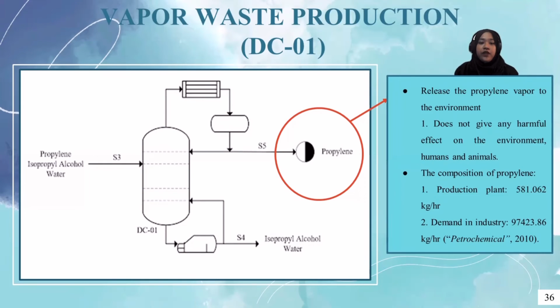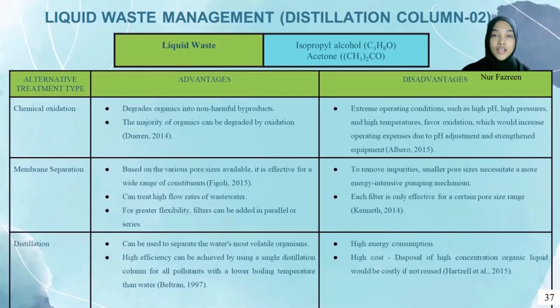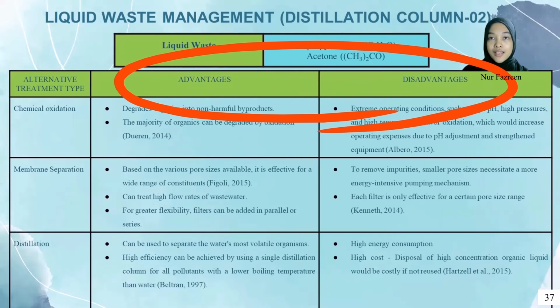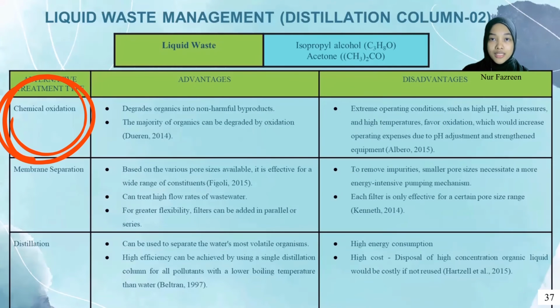Although propylene vapor is very useful in petrochemical industries, the production of propylene in this plant is quite low, which is 581.062 kg per hour, compared to the demand in the petrochemical industries of 97,433.86 kg per hour. There are three alternative treatment types for the liquid waste: chemical oxidation, membrane separation, and distillation, with the advantages and disadvantages as stated in the table. We decided that chemical oxidation is the best treatment among these three due to its benefits: more efficient, cheap, and eco-friendly in the degradation of any kind of toxic pollutant.